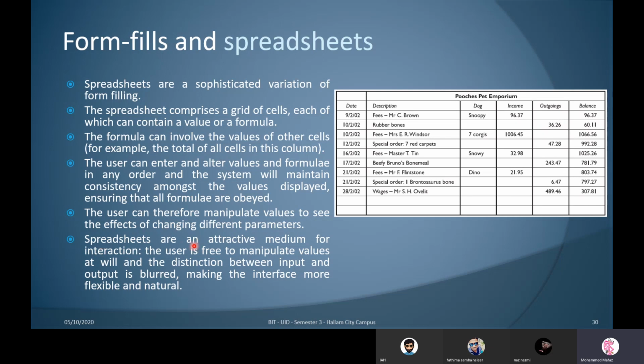So spreadsheets are an attractive medium for interaction. The user is free to manipulate values at will, and the distinction between input and output is generally blurred. That means sometimes if you don't have different coloring options to show what is input and output, everything will look the same, right? So that is a limitation in this interface. But it makes the interface more flexible and natural. Okay.